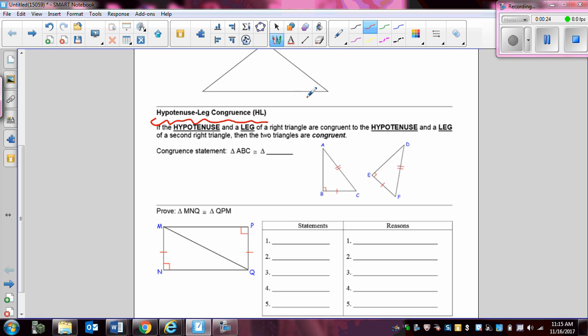So before we've looked at side, side, side. If all three sides of a triangle are congruent to the other triangle's three sides, then we can prove that they're congruent. If we have two sides and the included angle, then it is congruent. If we have two angles and the included side, ASA, then those are congruent triangles. And our last one was angle, angle, side, right? Two angles and then the next side.